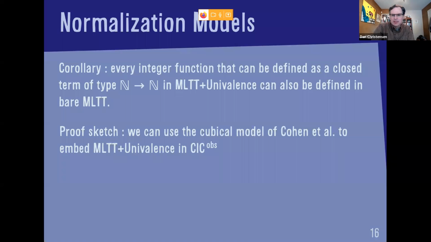I'll ask a question. This is also about going further. So what about the higher observational type theory that Mike Shulman has proposed? Is there any idea about how this could be adapted to include higher structure?